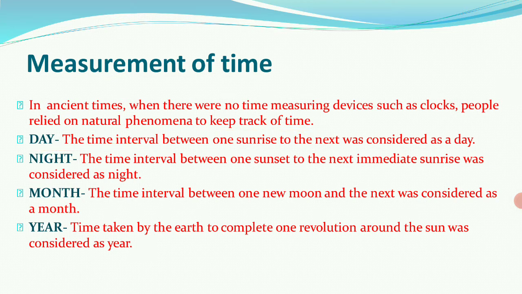That is day. What is day? The time interval between one sunrise to the next was considered as day. Then night. The time interval between one sunset to the next immediate sunrise was considered as night. Month. The time interval between one new moon and the next was considered as a month. Year. The time taken by the earth to complete one revolution around the sun was considered as year.